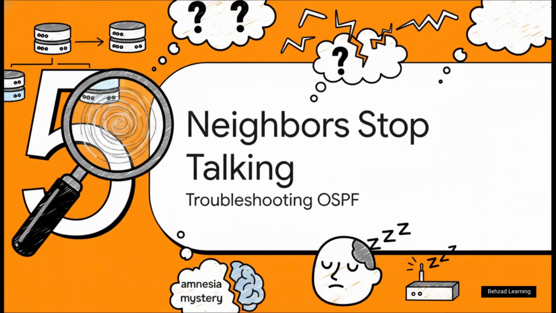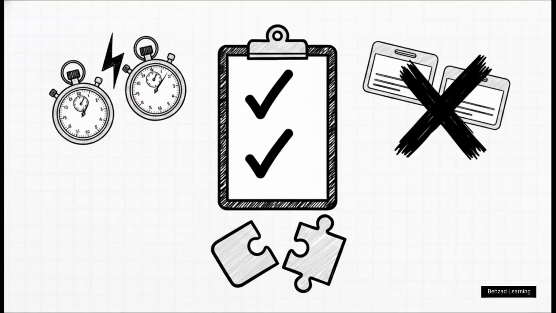Section 5. When neighbors stop talking. So, okay, we've successfully built our digital neighborhood. But what happens when the gossip suddenly stops? Let's put on our detective hats and go solve that amnesia mystery from the very beginning of this explainer.